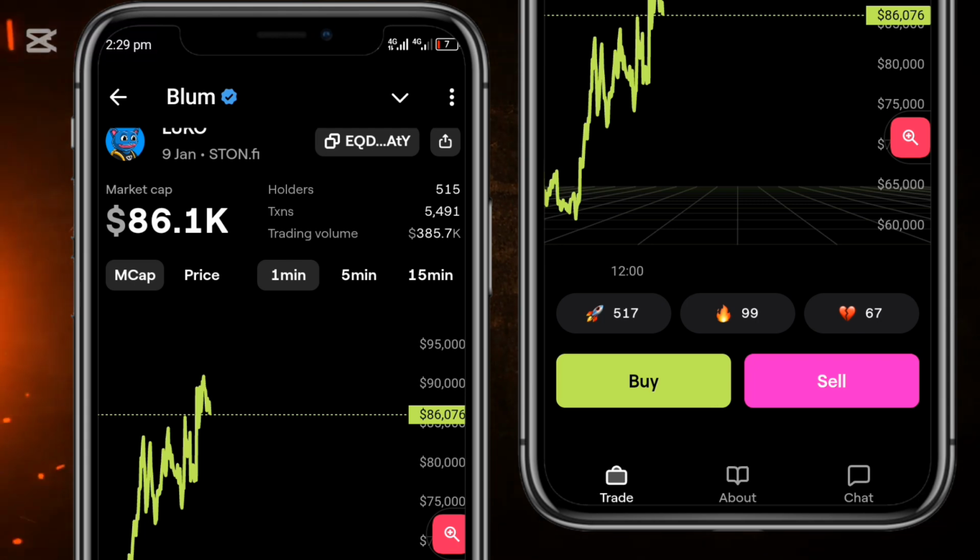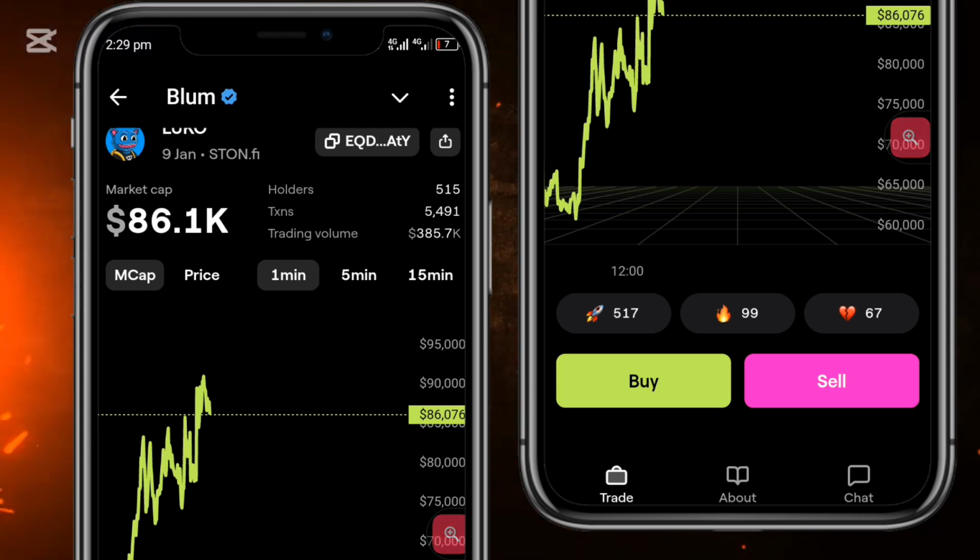That is to say that if I had bought $100 worth of this coin this afternoon when I saw it at $70,000 market cap, maybe I would have made an extra $100 profit from this particular coin.